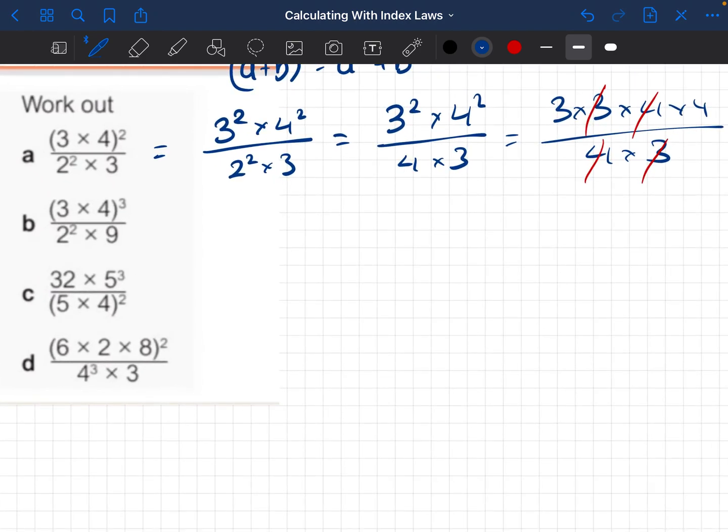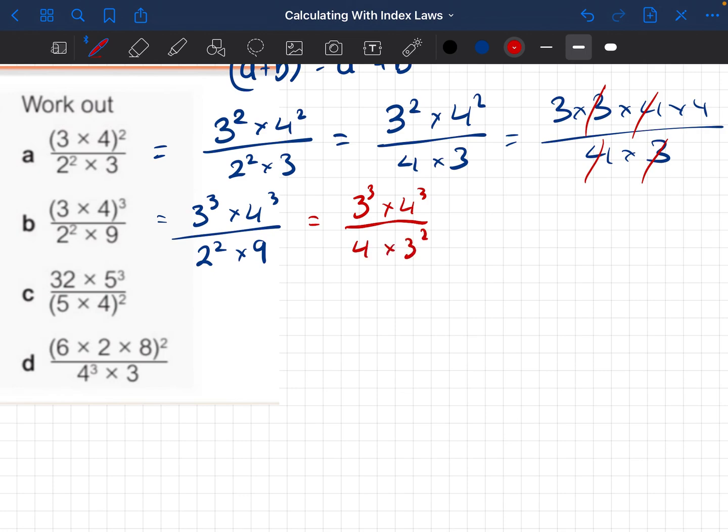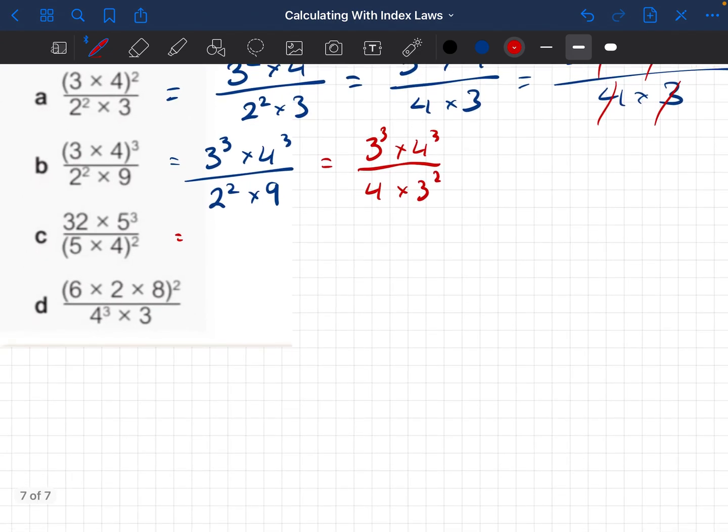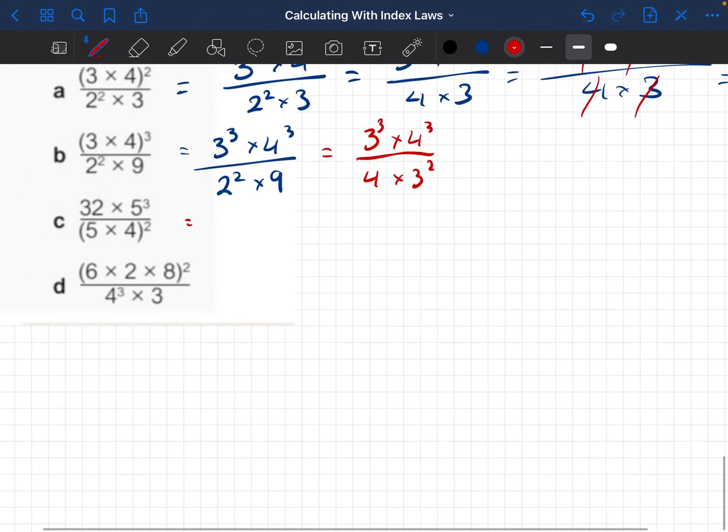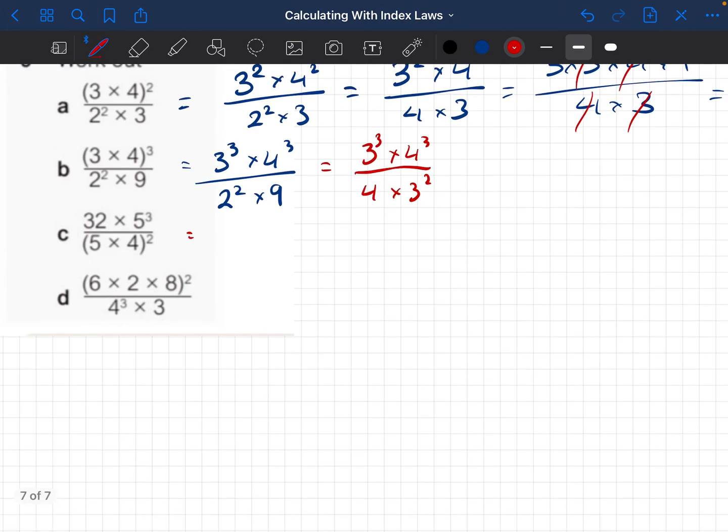Here, same thing. Anything cubed is going to become 3 cubed times 4 cubed over 2 squared times 9. Again, I'm just going to show you the start of it: 3 cubed times 4 cubed over 4 times 3 squared. Can you see how we're manipulating it to get nicer numbers? Solve that yourself. Lots going on. I'll talk you through it, so pause it and have a think, and then let me see if I can help you out now.